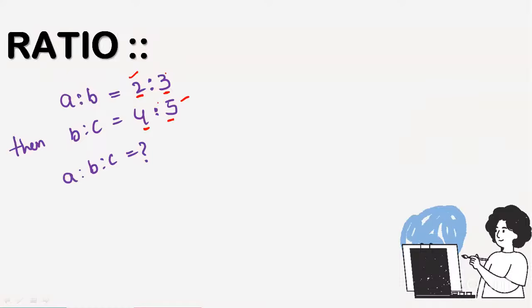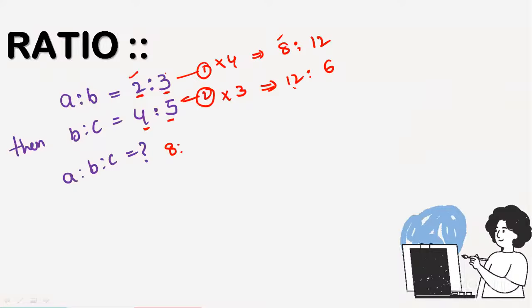If we make them equal, we can take B as a common value. That's why, this is equation number 1 and this is equation number 2. Equation number 1 is multiplied with 4. Equation number 2 is multiplied with 3. Opposite multiplication, guys, here. Okay, to make the B value equal. Right. So 4 2s are 8. 4 3s are 12. And 3 4s are 12. 3 5s are 15. Now A value is how much, guys? 8. And B value is how much, guys?